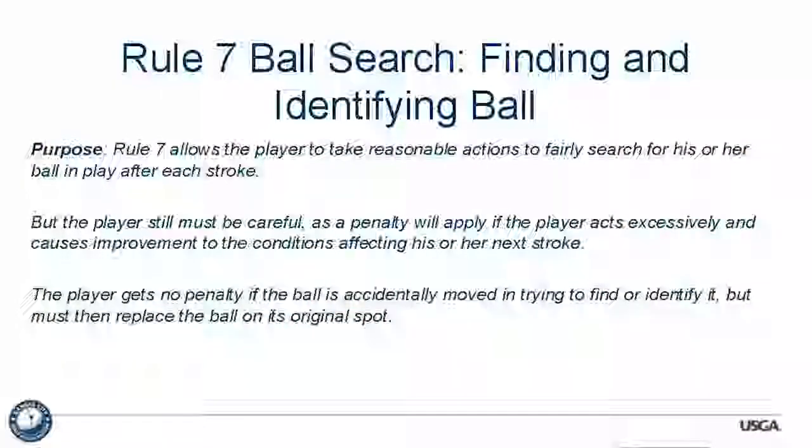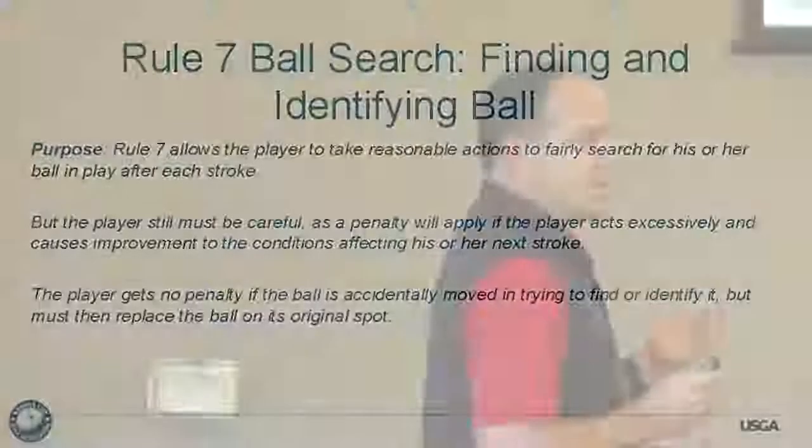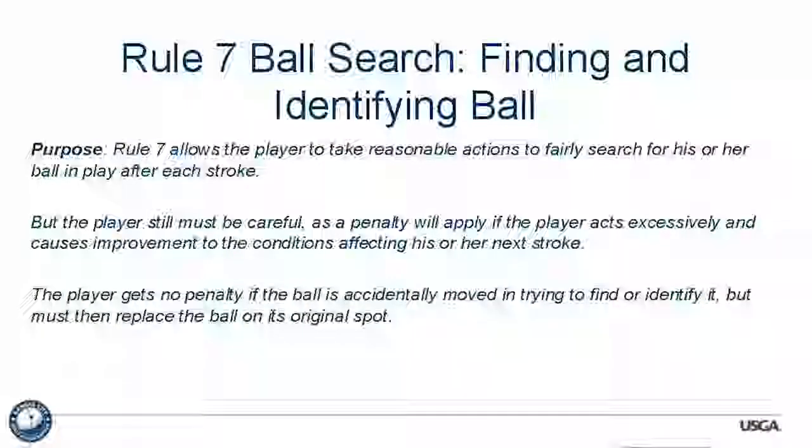Okay, here's our purpose statement talking about Rule 7. It allows the player to take reasonable actions to fairly search for his or her ball in play. And again, what does fairly search mean? We will talk about that in depth as we get into it, but if you're doing reasonable actions looking for your golf ball, you're going to be fine if you accidentally move it. We'll talk about what is reasonable and what's not reasonable in a little bit, because the player still must be careful, because he's still on the hook for moving his ball.